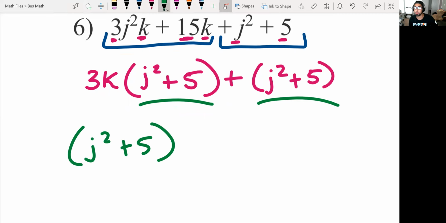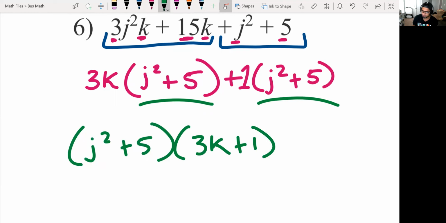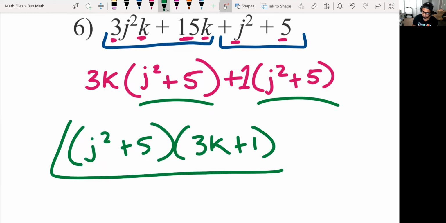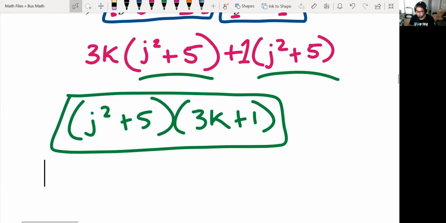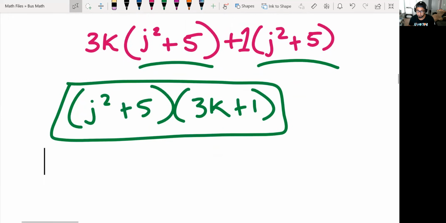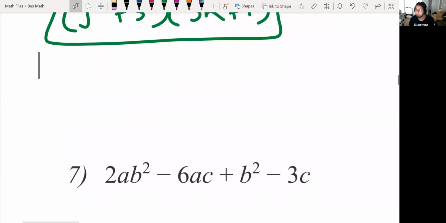Remember, this is just like the one above. What magical number is in front of that j squared plus 5? A 1. So we get left with 3k plus 1. And that's it. It may seem like magic, because it is. Math magic.